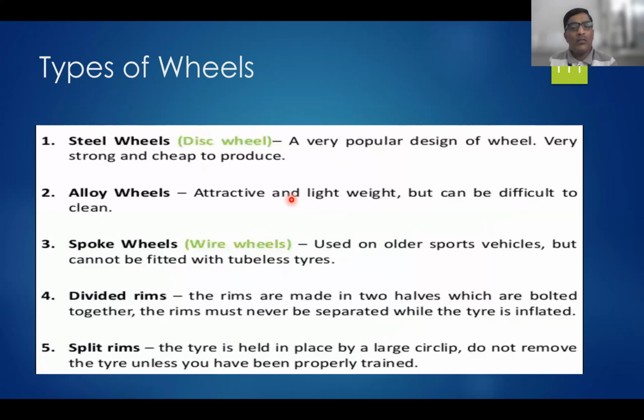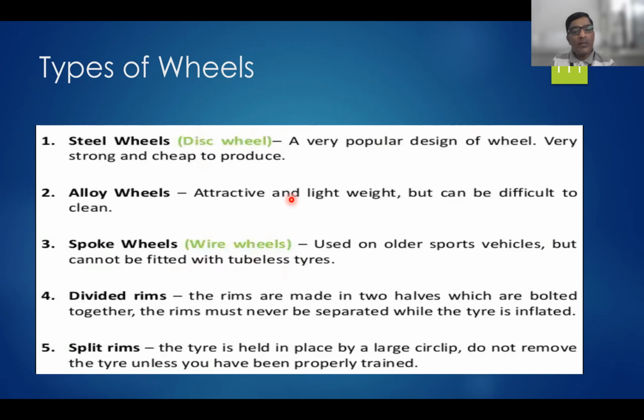Then spoke wheel, sometimes called wire wheels. For some of the bikes, whatever wheels are provided for the bicycle, the old type of bicycles, that is also called wire wheels. Used on older sport vehicles, but with these spoke wheels we cannot use the tubeless tire.